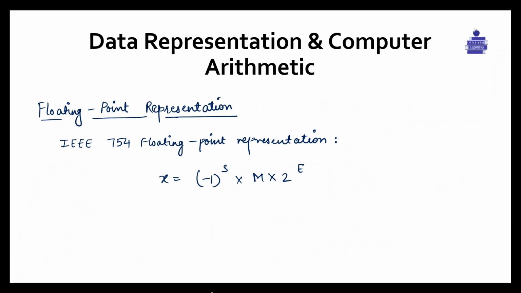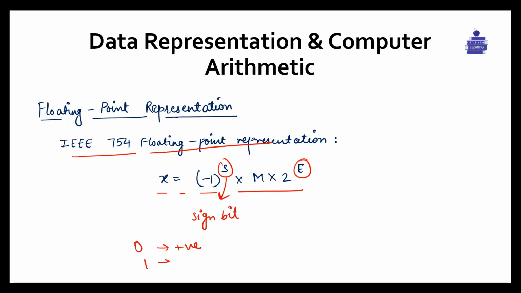So there is a floating point representation. Most numerical computations use IEEE 754 floating point representation, and that is something like x equals (-1) to the power s multiplied by m multiplied by 2 to the power e, where s is our sign bit. It is 0 for positive and 1 for negative values. M is our mantissa, and e is the exponent.